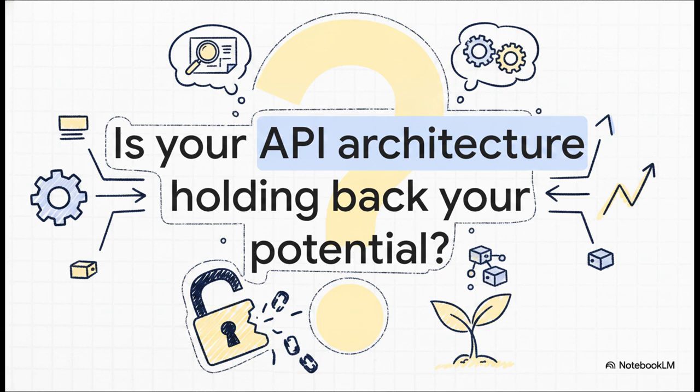Are you just forcing one API style everywhere simply because it's what your team knows best? Or are you truly evaluating your needs and using the absolute right tool for the job? Is your current API architecture actually holding back your application's true potential? Start matching your architecture to your actual use cases and just watch your application's true potential unlock.